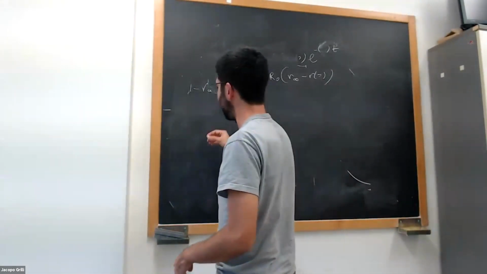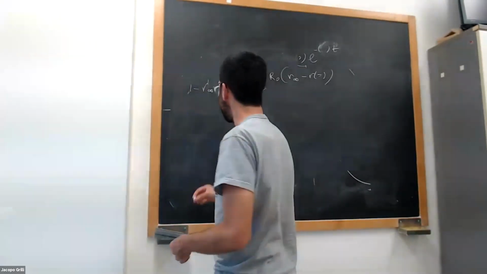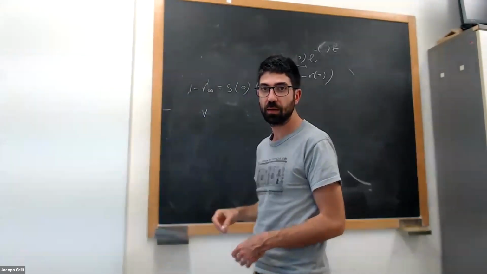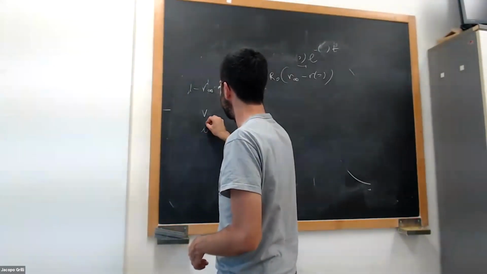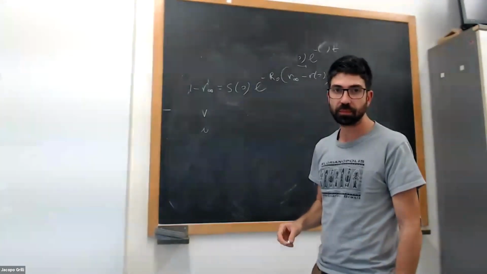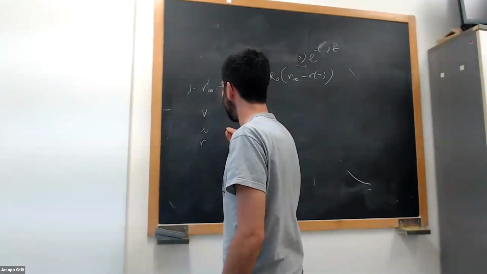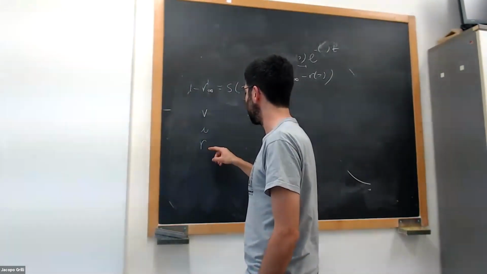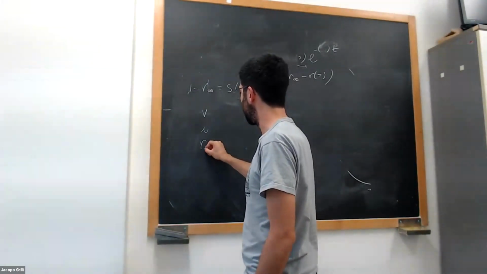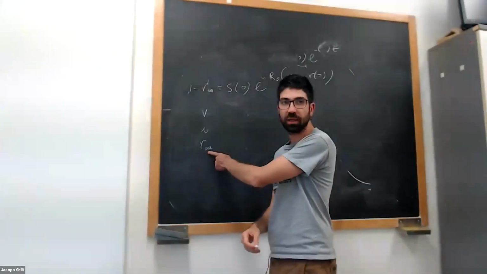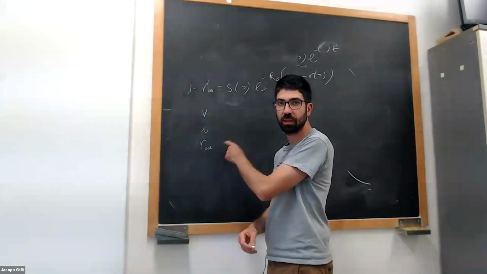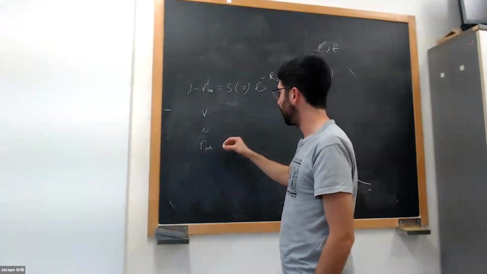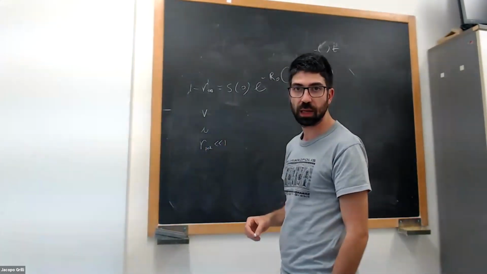So let's say that at the moment I have the vaccine, I vaccinate a fraction V of the population, okay? And I have I people that are infected. And I also already have a fraction R, which are people that recovered before the vaccination, right? Let's say that for simplicity, this R pre is much lower than 1, okay?